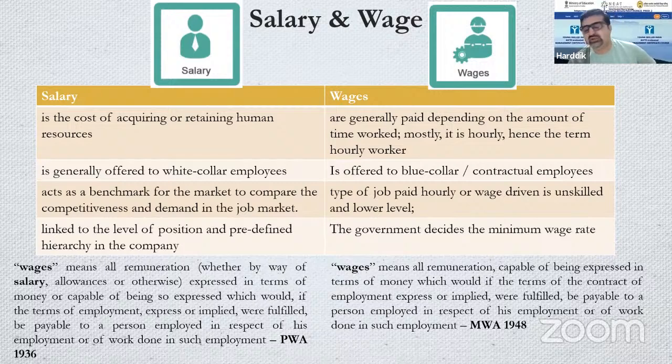You can always Google. This is a question for you. What is the difference between salary and wages? Find out as many as possible.